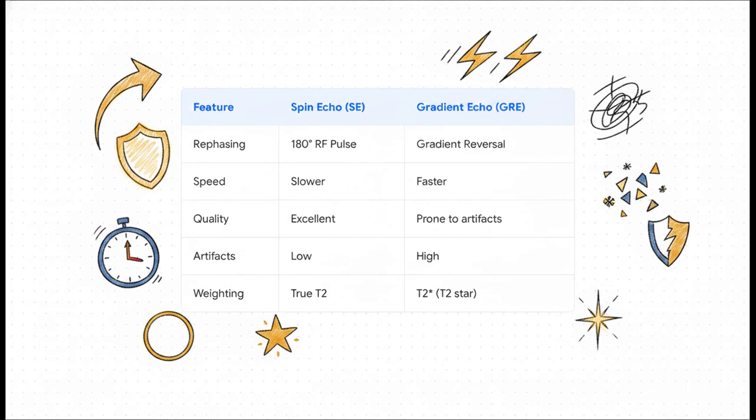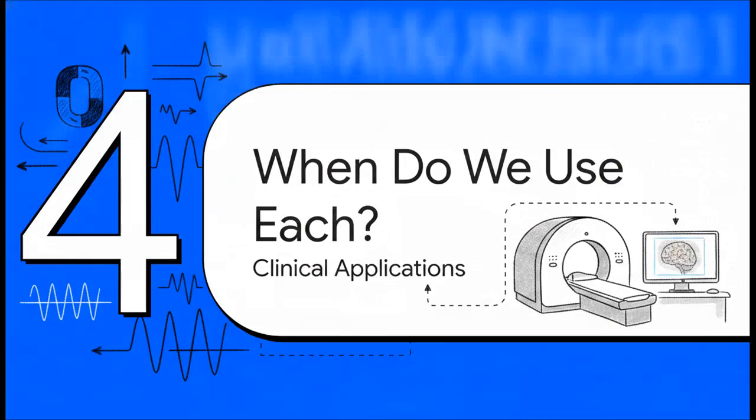Spin echo rephases with an RF pulse, making it slower, but giving you that gold standard, artifact-resistant, true T2 image. Gradient echo rephases using gradients, making it lightning fast, but it produces T2 star-weighted images, which are way more sensitive to artifacts. Section 4. When do we use each?